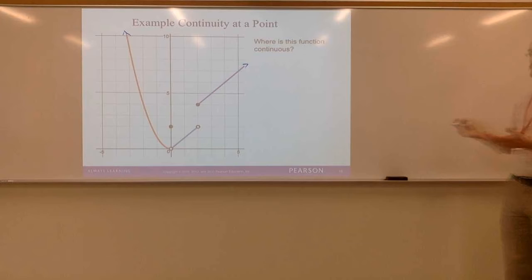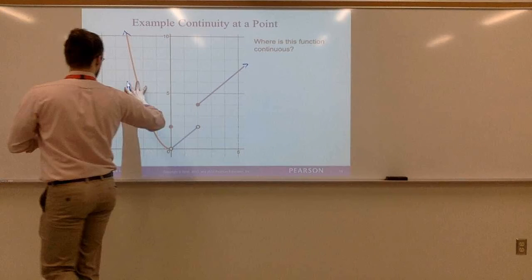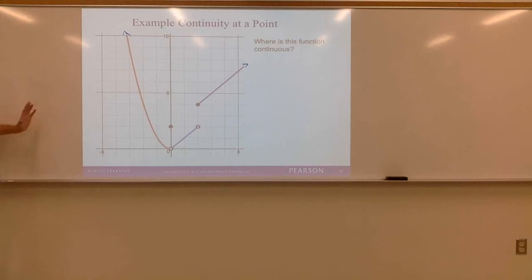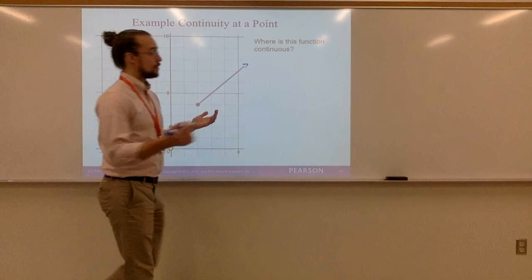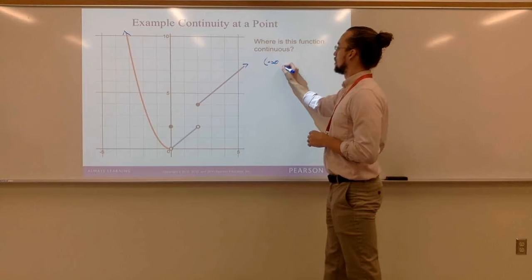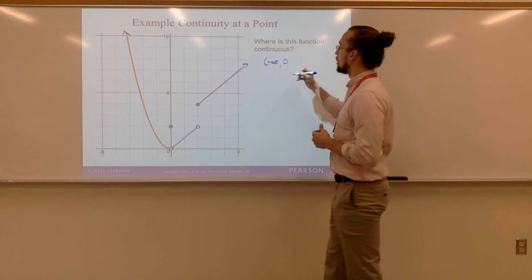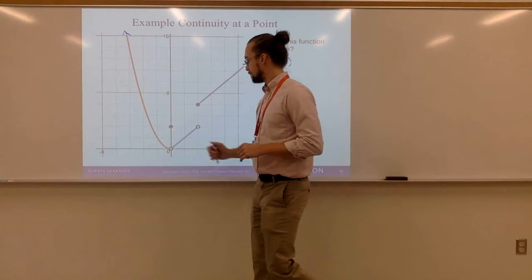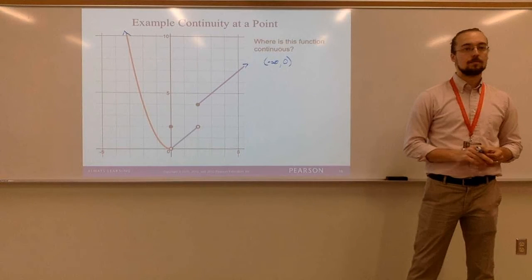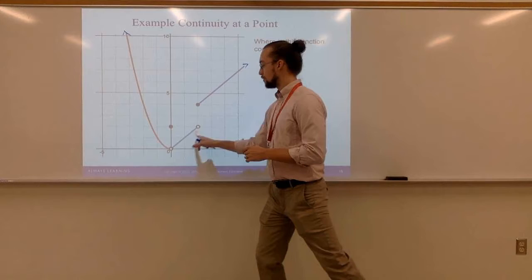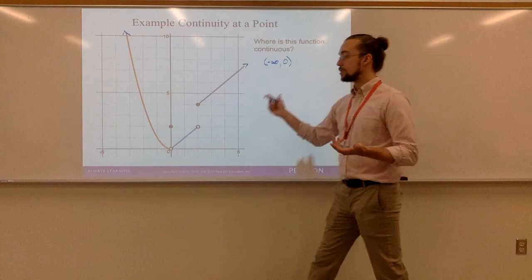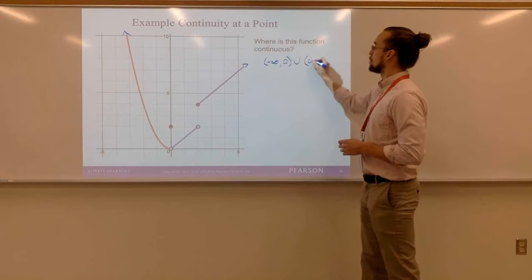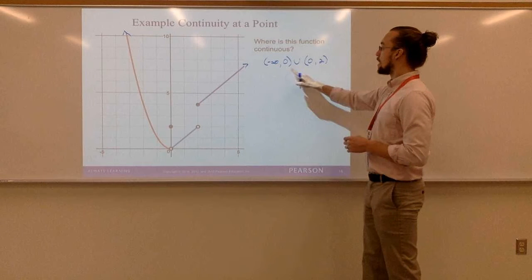So let's just look at this red part first. Where can I say that this piece is continuous? On what domain, what x values is this piece continuous? Right, -infinity to 0, and we wouldn't include 0. Okay. What about this piece? 0 to 2. And again, we're not including either of those values. It's not continuous here or at this point. So I could say it's also continuous from 0 to 2, but not including 0 and not including 2.